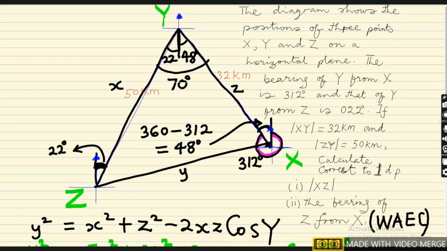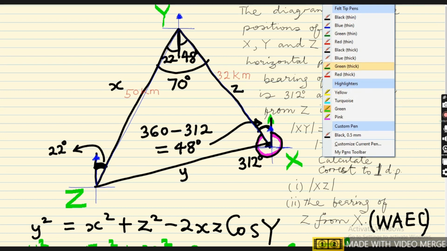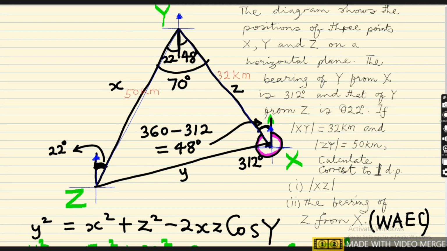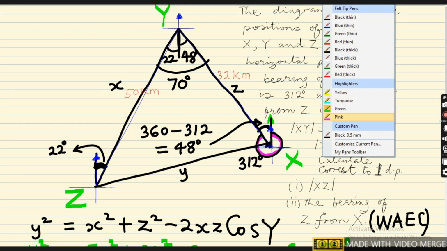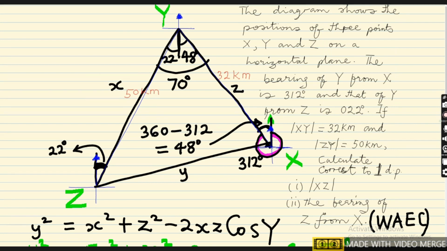Please take note of that, from x. Okay, so that means we're standing at x, turning from the north of x. This is the north of x. Let me use pink here. Turning at the north, this is the north of x, turning until we can see z.